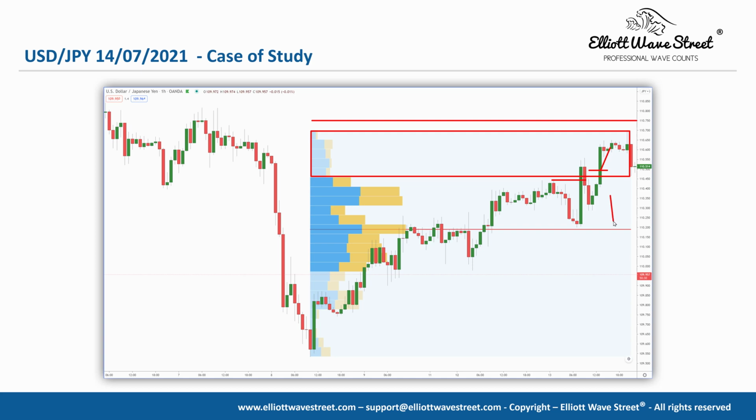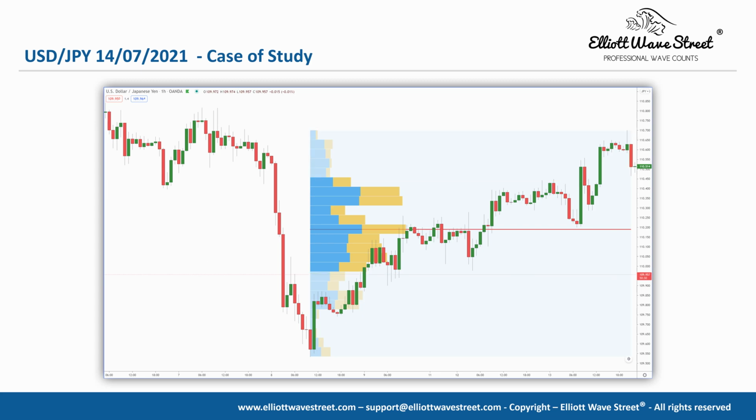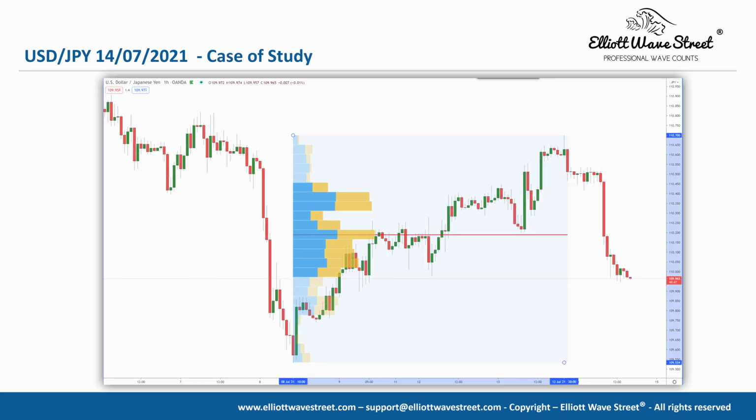Look, the point of control where we have it. So we know that this acts like a magnet. And look, the value area, this is a D shape. That's another thing that I want to tell you. When we have a D shape, it's likely to be corrective, right? So the price after that did this beautiful move.